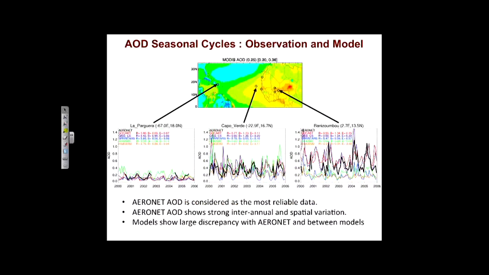How about the AERONET comparison? I picked three different sites: one is inland, one is off the coast, and one is in North America, over the Western Atlantic Ocean. First of all, the magnitude is decreasing from east toward west. The black line is AERONET AOD, and you can see strong seasonality here. Some years are larger than other years, and the monthly pattern is different. So if you average them together for multiple years, then you lose those details.